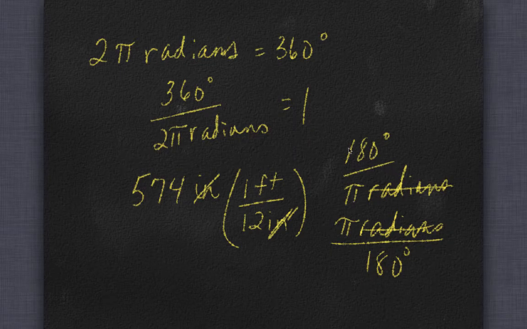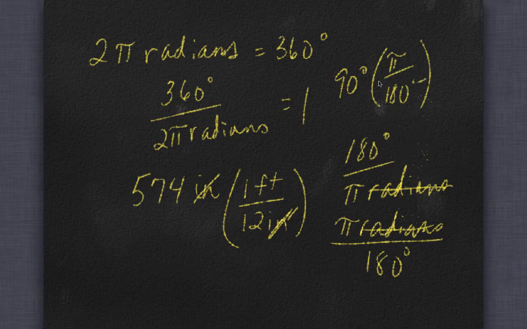So normally though, we would just multiply. So if I have, say, 90 degrees, and I want to know what that is in radians, then I multiply by pi over 180 degrees. The degrees symbol cancels. 90 over 180 is 1/2, so this is pi over 2.